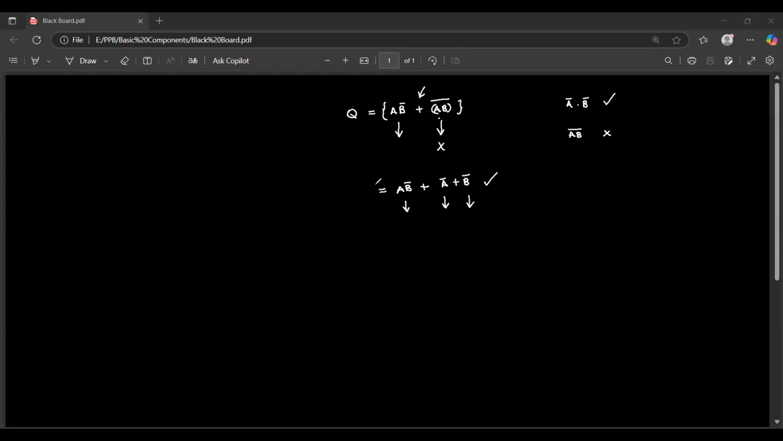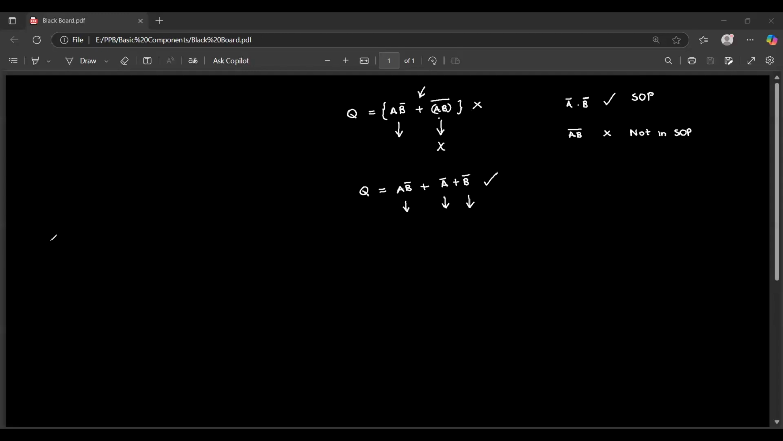So you have sum of products. Q is equal to A B bar plus A bar plus B bar. You can't say this is in SOP. This is in SOP. Okay, this is not in SOP. This is not in SOP. Okay, this is in SOP. So this is very important. Don't make this mistake when you are writing expressions in sum of products form.